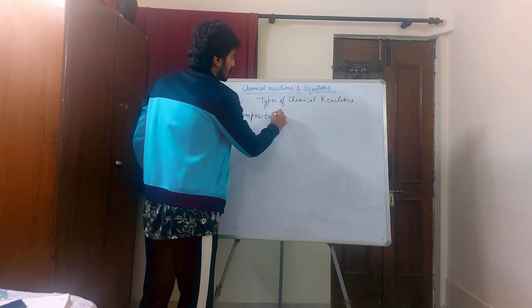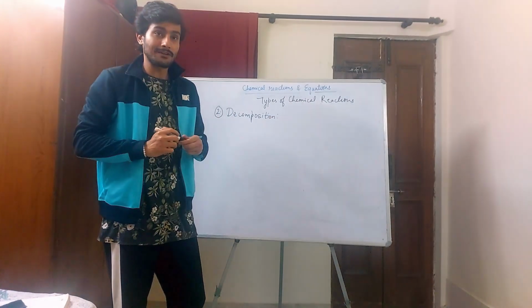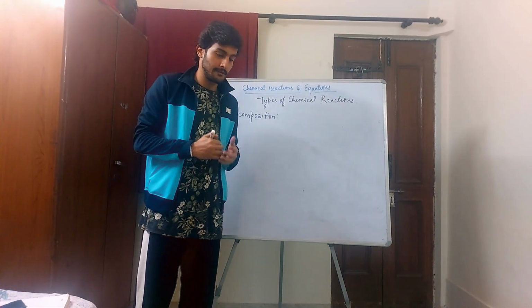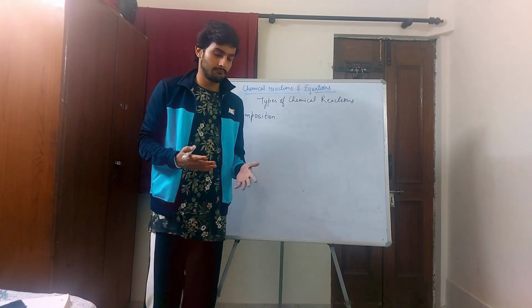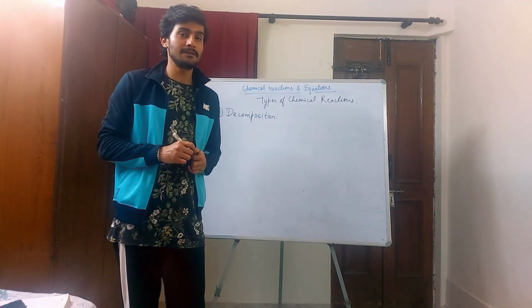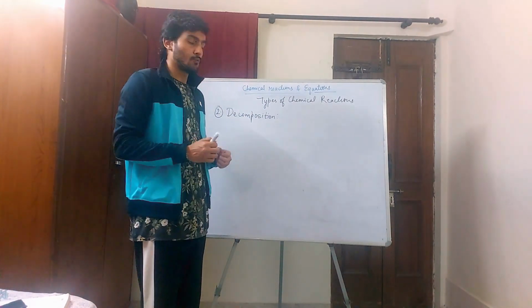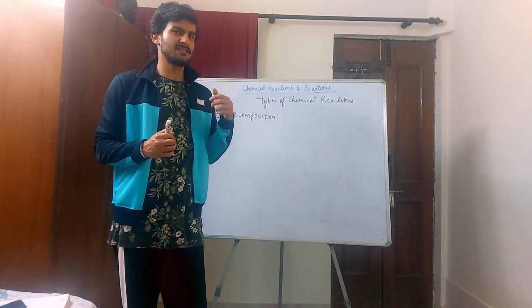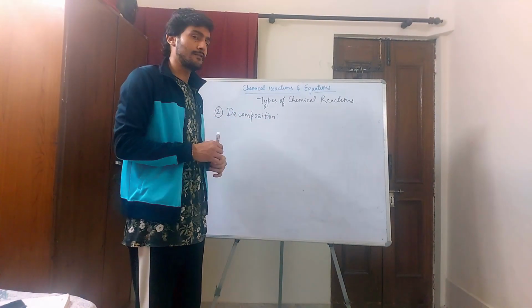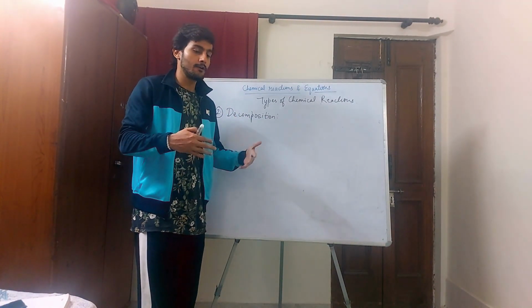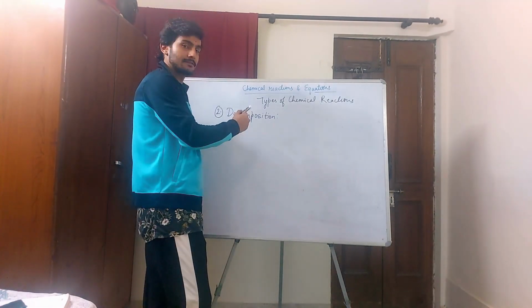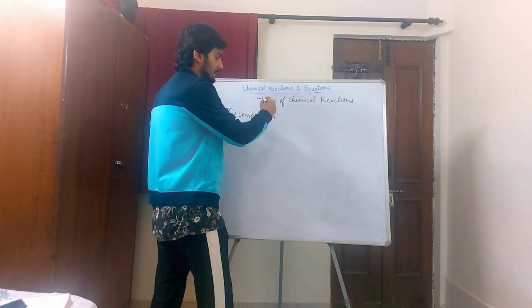decomposition. So decomposition. So you know what earthworms do, right? They decompose the substance, whatever is present in the soil. So decomposition means they break down something. So this is just the opposite of combination. Here we have one reactant which is broken down into many products. Let me write the general equation.